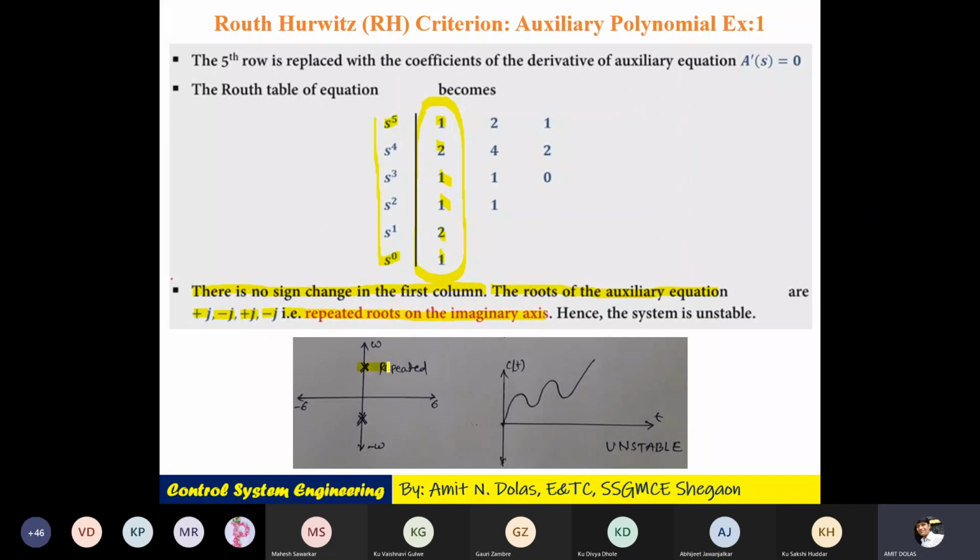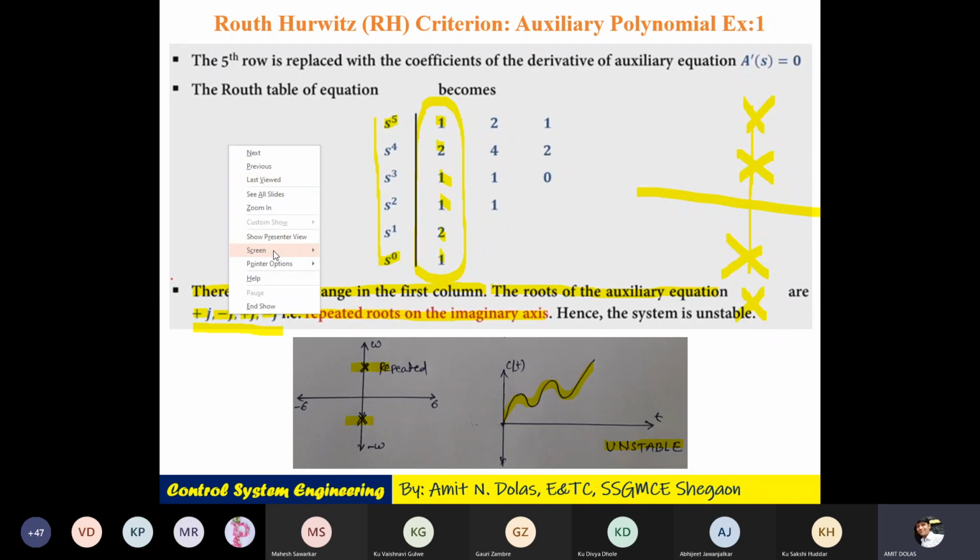So here we have seen that if there is a repeated root on the imaginary axis, repeated means at the same location, two or more than one. That is repeated. Repeated is not like that. If I have an imaginary axis like this, and I have a pole here, and a pole here, again here and here, this is not repeated. Repeated means it is at the exact location. You can see there are 2 at plus j and 2 at minus j. In that case, your response is like this, and hence the system is unstable. So this is the exception.